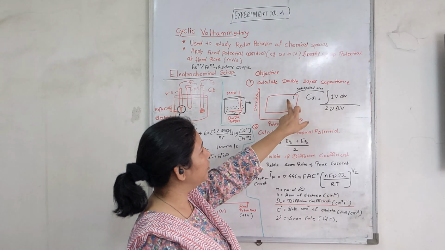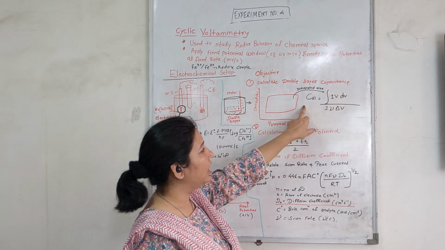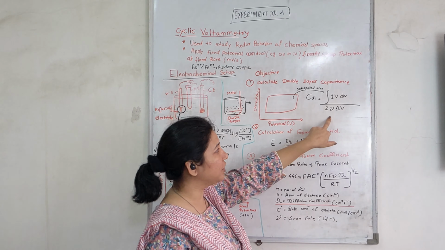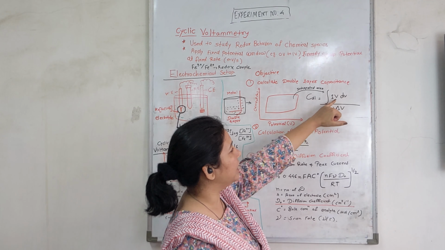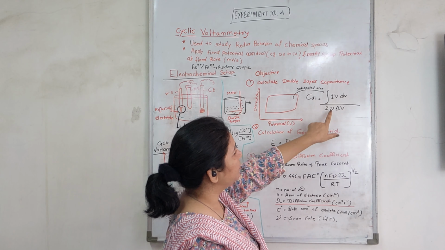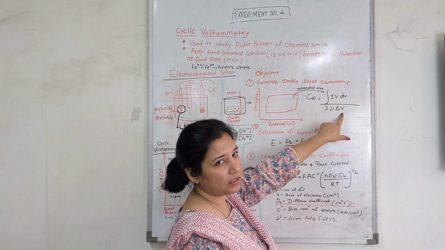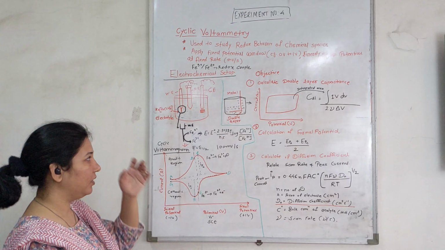Then how will you measure the double layer capacitance? For that you need to integrate the area, and this is the equation for the measurement. It is the integration of I dV, which is the integrated area that you will get from the plot. Then ν is the scan rate, and ΔV is the potential difference between the initial and final potential.